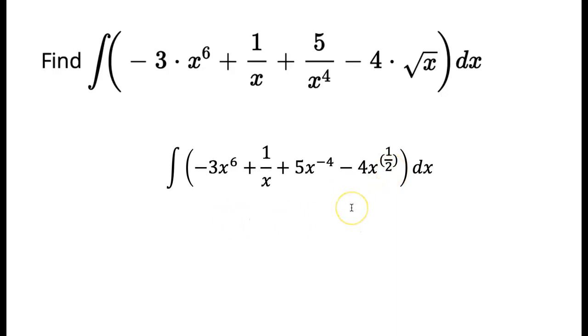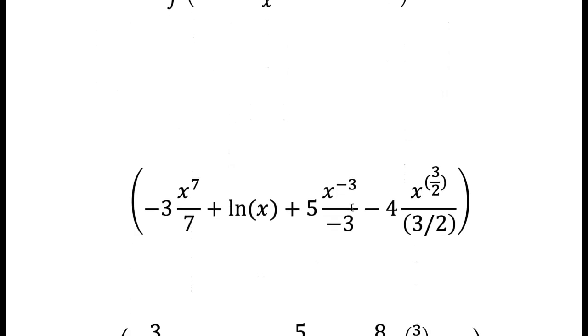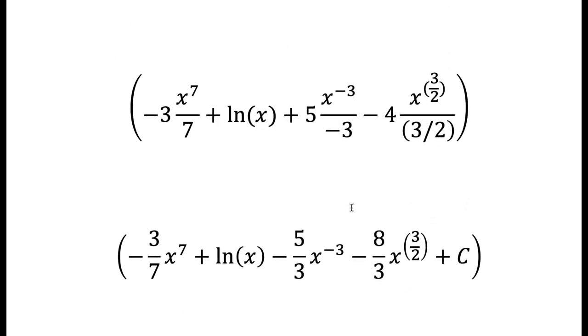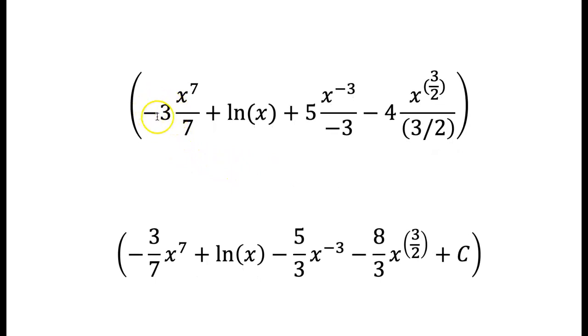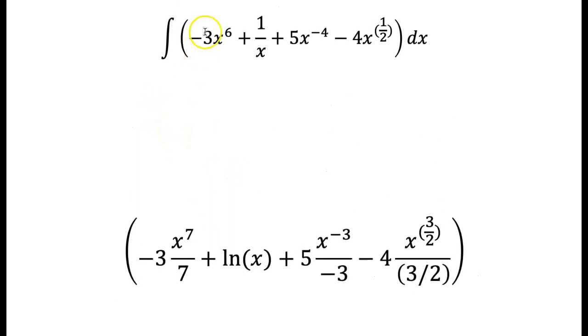Notice I haven't taken an antiderivative yet. Now let's take the antiderivative of this function. When we do, the negative 3 gets pulled out to the front. I add 1 to the exponent, so that becomes x to the 7th over 7. We know the antiderivative of 1 over x is the natural log of x. That 5 gets brought to the front. I take the antiderivative again using the power rule. Add 1 to the exponent, becomes x to the negative 3 over negative 3.